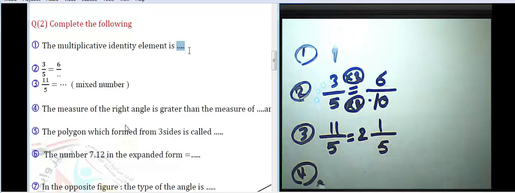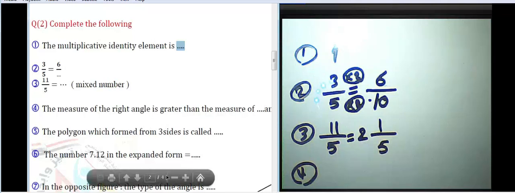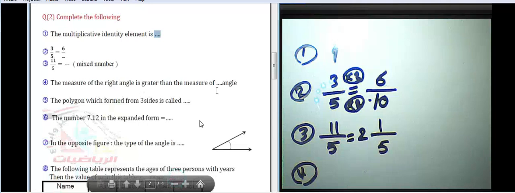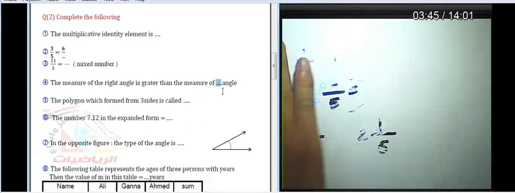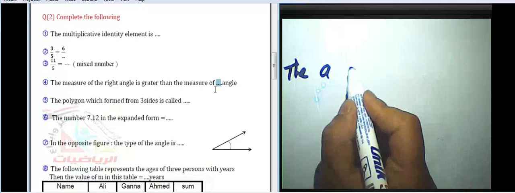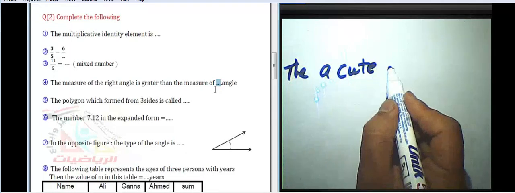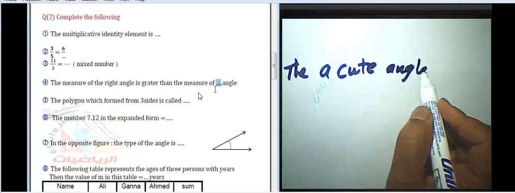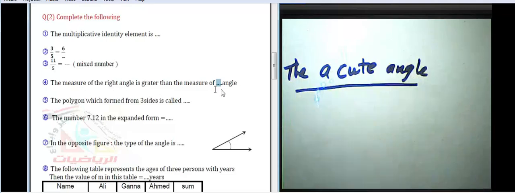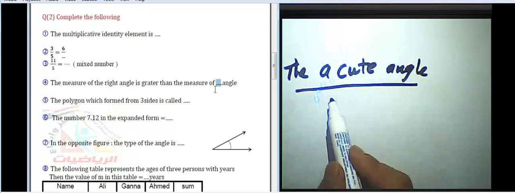Question number 4. The measure of a right angle is greater than the measure of the acute angle. Write acute here in this space. Okay. The acute angle. Question number 4. The measure of the right angle is greater than the measure of the acute angle. Question number 5. The polygon which is formed from 3 sides, we call it a triangle.